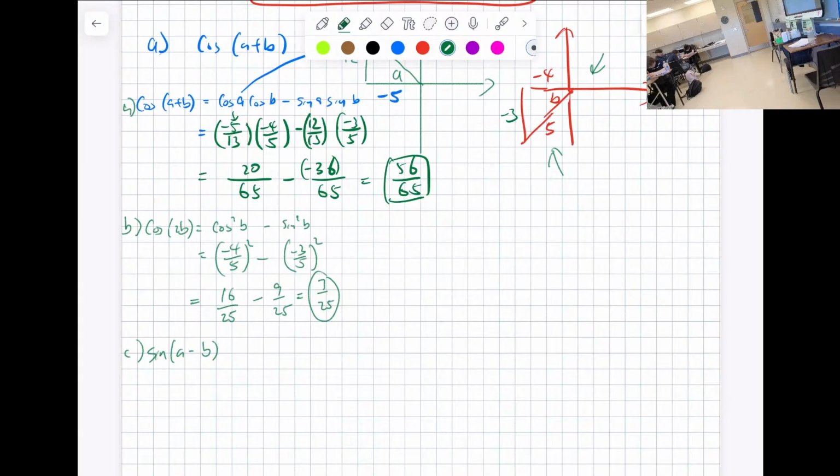How many guys finished? Really good. So that's equal to sine, cosine, cosine, sine, right? Because I'm going to review that formula. A, B, this one's negative.